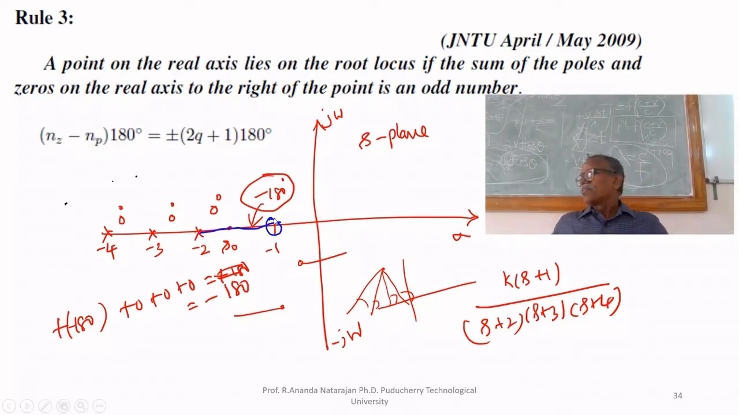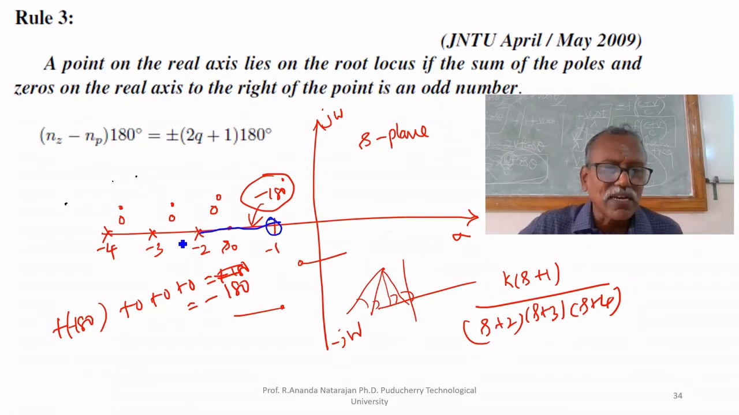I have drawn the root locus. Root locus starts at minus 2 because minus 2 is an open loop pole. It starts at minus 2, ends at minus 1, the open loop zero. So, any point between minus 2 and minus 1 is on the root locus. Therefore, one branch completed. It starts at minus 2, ends at minus 1.